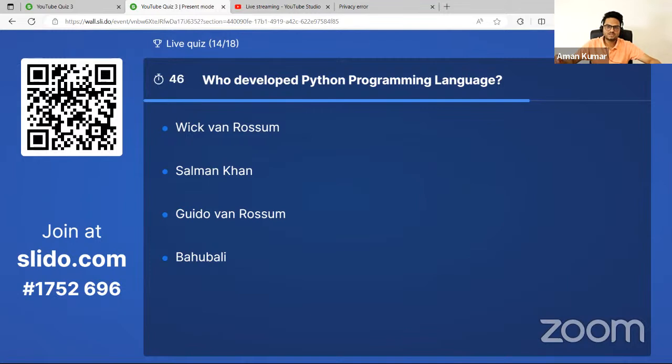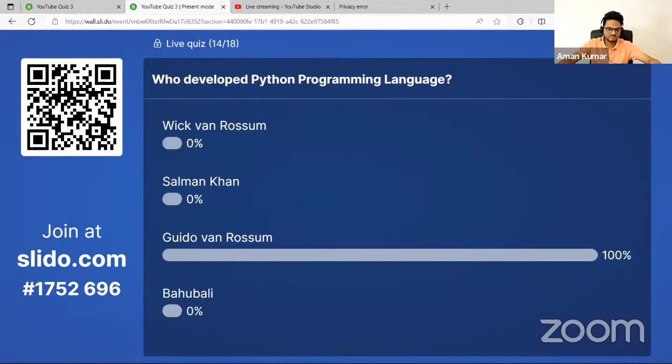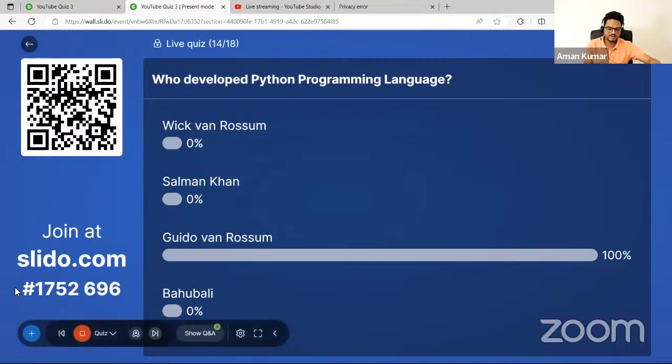I think 60 seconds is more for this. But anyway, I was putting 60, so I put 60 everywhere. Second is more, I think. But anyway, I think some people may choose Salman Khan and Bahubali if they are their favorite. Okay, 100% on the right answer. So this is awesome.